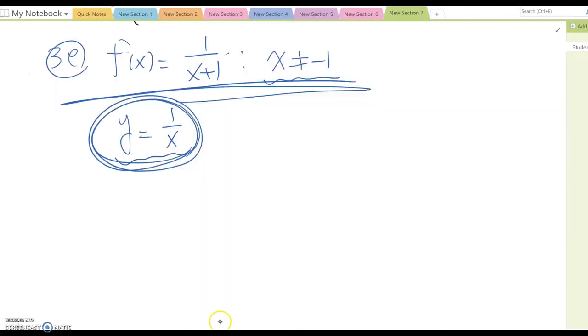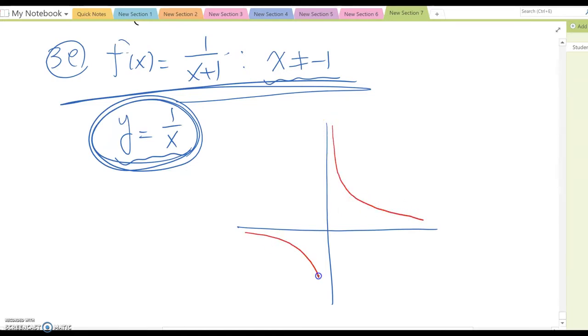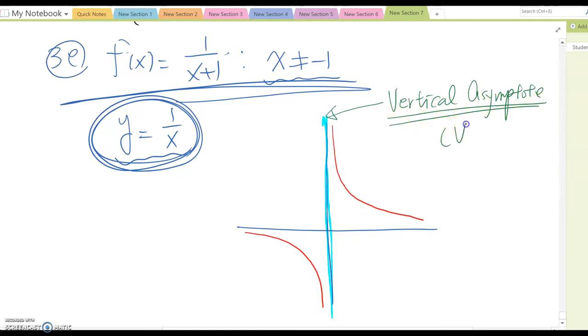So the graph looks like this and this, but this line never touches the y-axis, which is the x equal to 0 line here. And this line, we have a special name for that. This is our vertical asymptote. Okay, so I'm gonna call it VA, vertical asymptote, from here.